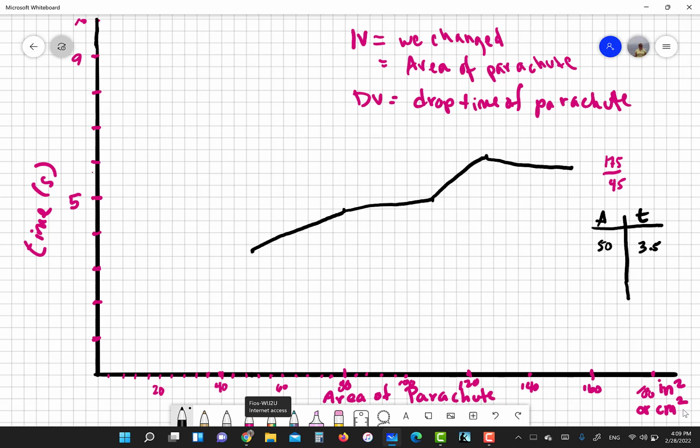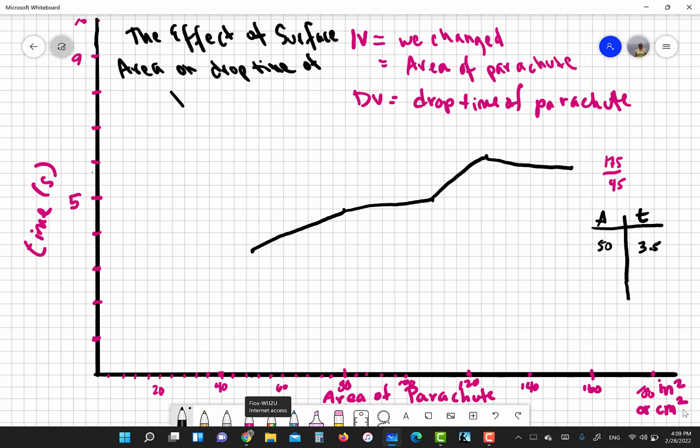So what this graph shows us is the effect of surface area, that's F, on drop time of a parachute. And that is a great title for a graph because it tells us exactly what we're looking at in here. It tells us what the independent variable is, what the dependent variable is. It shows us that we can look at this and see a trend, and we can draw conclusions from this graph and that title, and we know exactly what's going on.